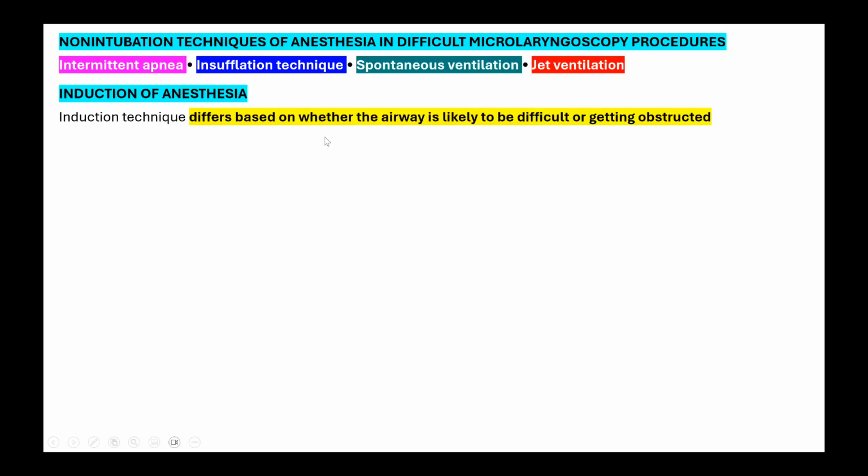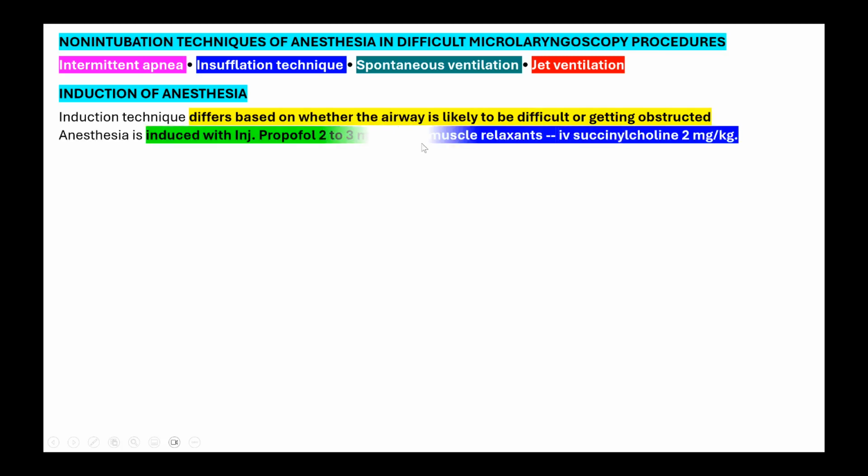But the only thing is, you have to make sure that the airway is not getting occluded or obstructed during your induction. That is the very important thing that you have to assess. And if there is no fear of obstruction of the airway during induction, then you can pre-oxygenate the patient adequately as you do for any other case.